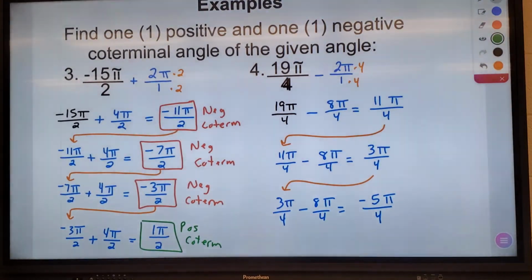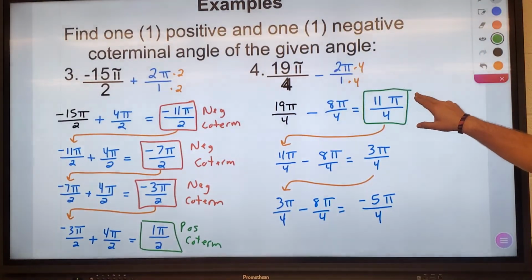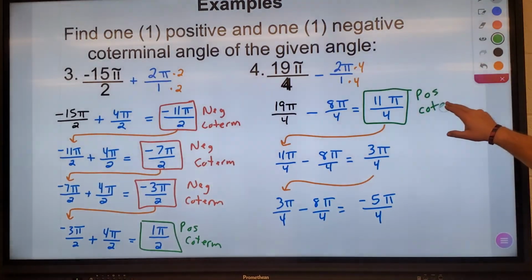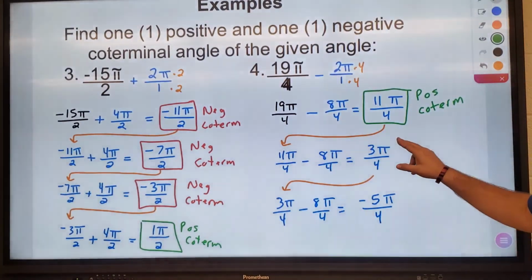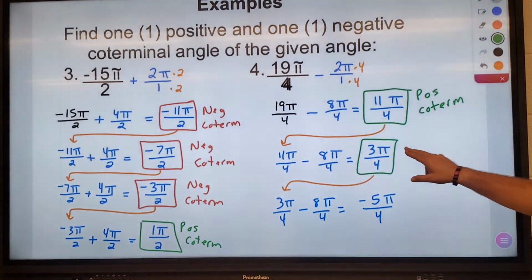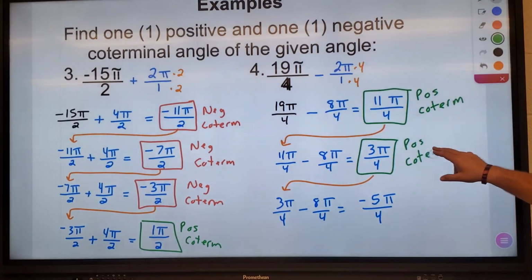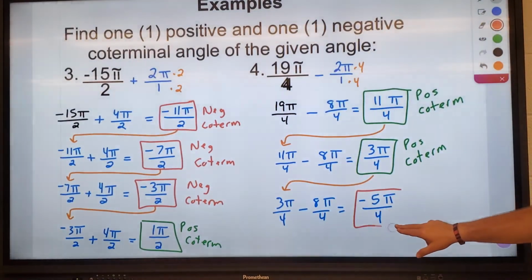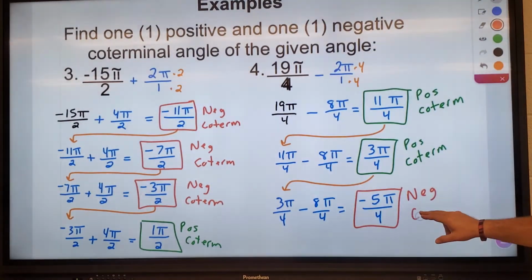So going through here, this is a positive coterminal angle. I subtracted one rotation there. Here I subtracted another one. This gave me another positive. And then when we subtract again for the third rotation off, we end up with a negative coterminal angle.